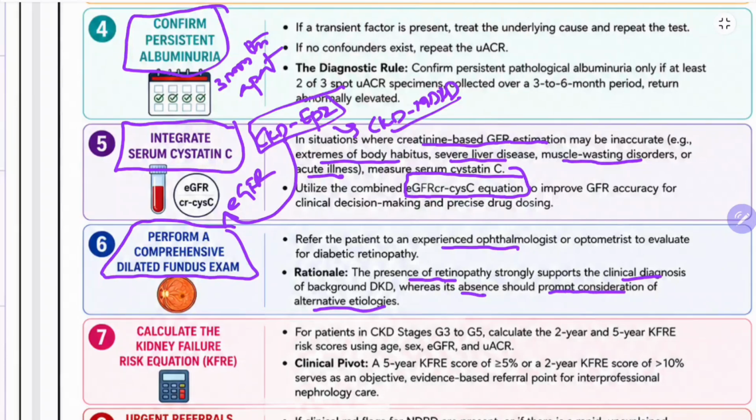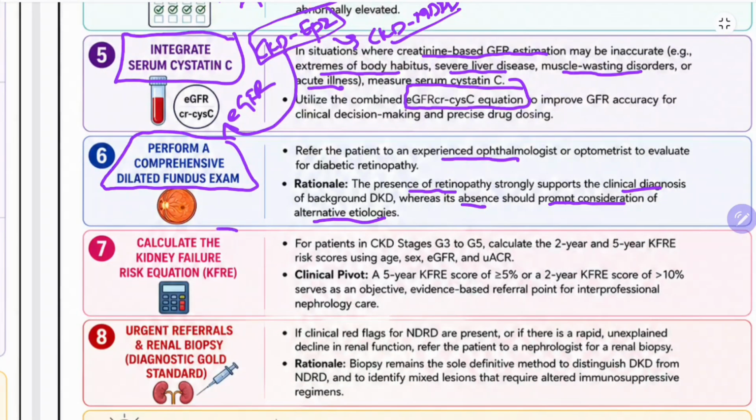So there should be diabetic retinopathy in a patient with DKD. If there is no diabetic retinopathy, meaning proliferative diabetic retinopathy or non-proliferative diabetic retinopathy, then you should think of some other etiologies. Okay, so this is a very important point. Now after that, you calculate the kidney failure risk equation. It will give some percentage to you.